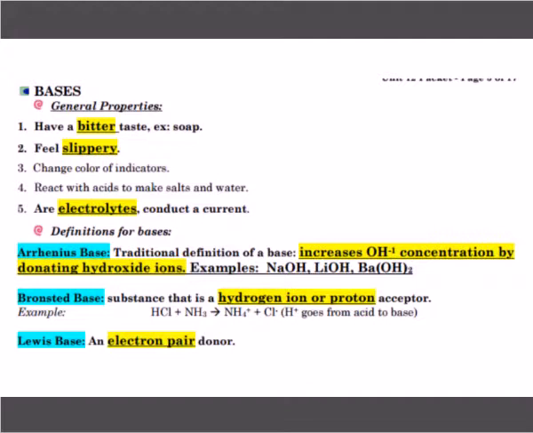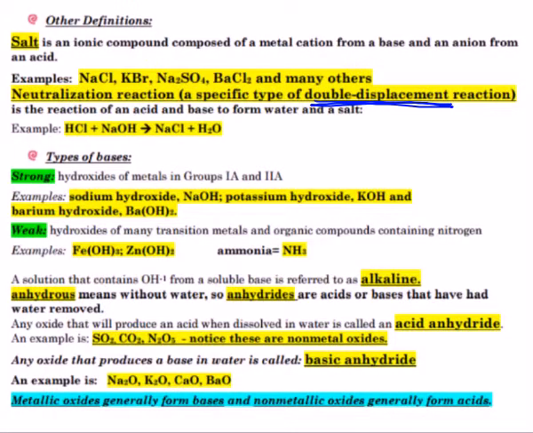Bitter taste, slippery, electrolytes. They change the color of indicators. We've talked about this already. Arrhenius base, looking for that hydroxide ion concentration. Bronsted-Lowry base, hydrogen ion or proton acceptor. Lewis base listed right. Strong bases, folks, are any hydroxides with metals in groups 1 and 2. So those are the ones listed there. But if you have a group 1 or 2 element mixed with hydroxide, it's a strong base. Weak ones are going to have transition metals and organic compounds. So if you don't see a group 1 or 2 element with hydroxide, you know it's a weak base.